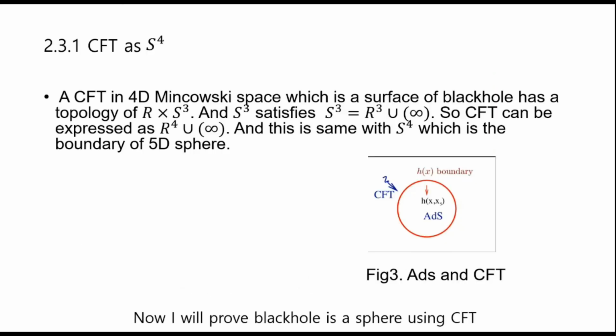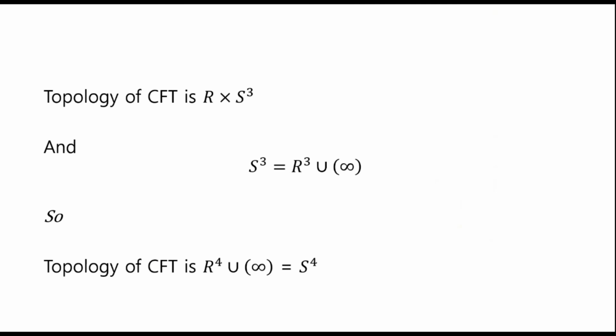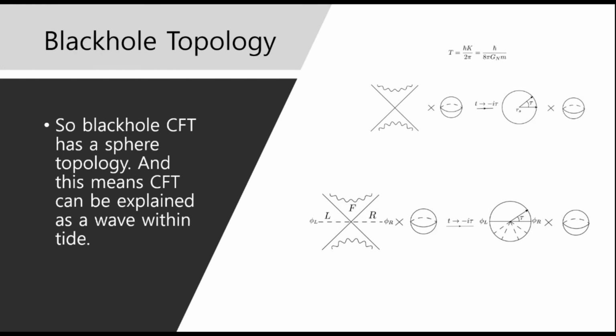This is a good proof for the fact. Now, I will prove the black hole is a sphere within CFT. A CFT in 4D Minkowski space, which is the surface of the black hole, has a topology of R multiplied by S3, and S3 is R3 plus infinity, so a CFT can be expressed as R4 plus infinity. And this is the same as S4, which is the boundary of the 5D sphere. The topology of CFT is R multiplied by S3, and S3 is R3 plus infinity, so the topology of CFT is R4 plus infinity, which is S4.